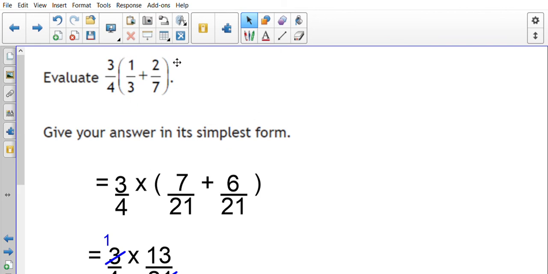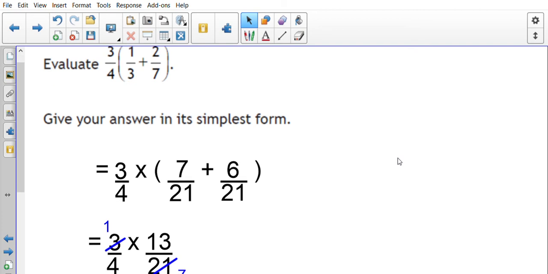And then of course, because I do have brackets, because of BODMAS, it means I need to deal with that first. So I've got a 3 and a 7 as my denominators. I know I can't have that. It needs to be the lowest common multiple, which is 21. I've then made them equivalent. So a third is the same as 7/21, and 2/7 is the same as 6/21.